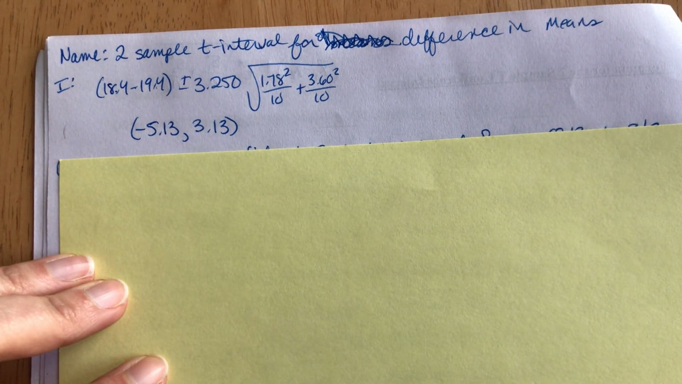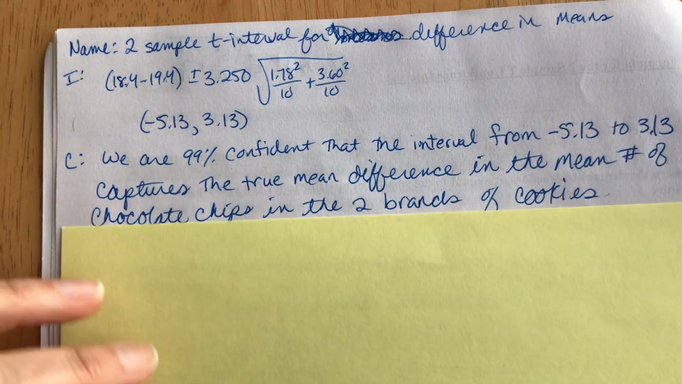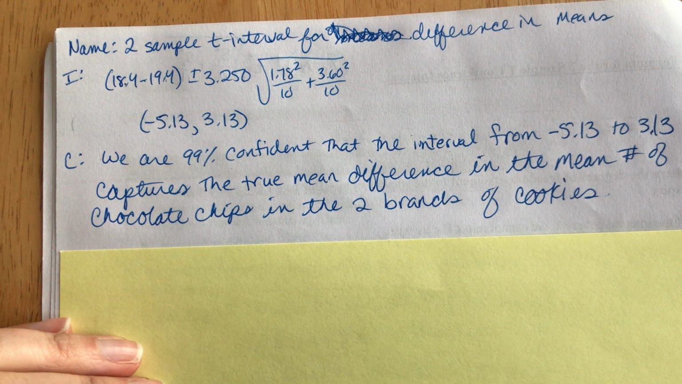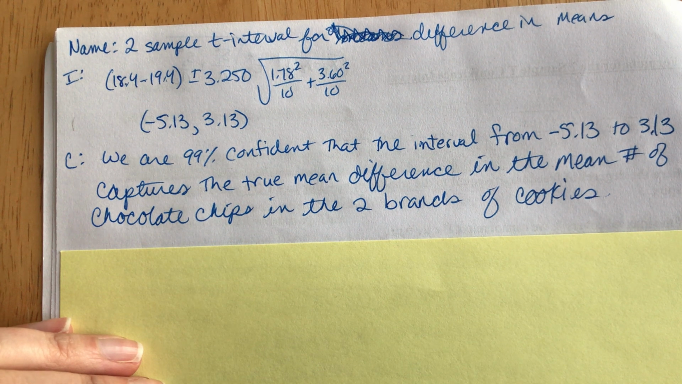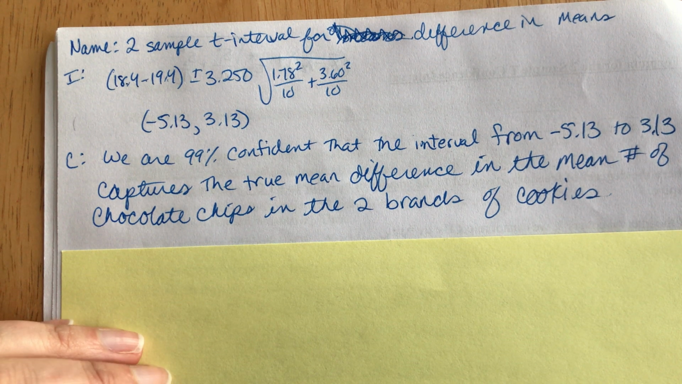When you're interpreting your interval, that's the one where it's how confident we are. So your interpretation would be we are 99% confident that the interval from negative 5.13 to 3.13 captures the true mean difference in the number of chocolate chips in the 2 branches or brands of cookies.